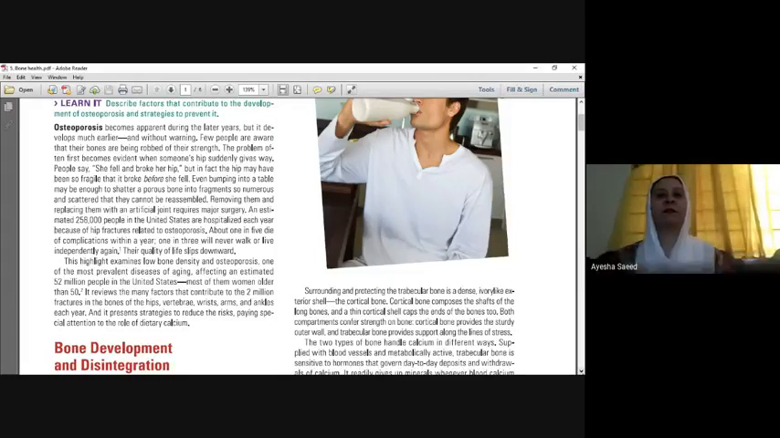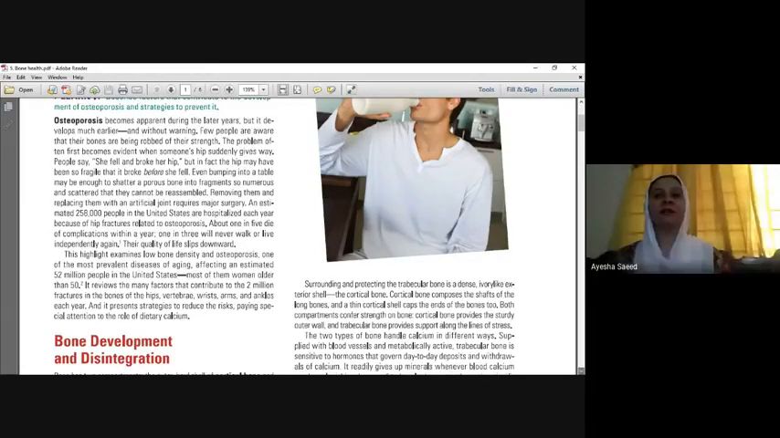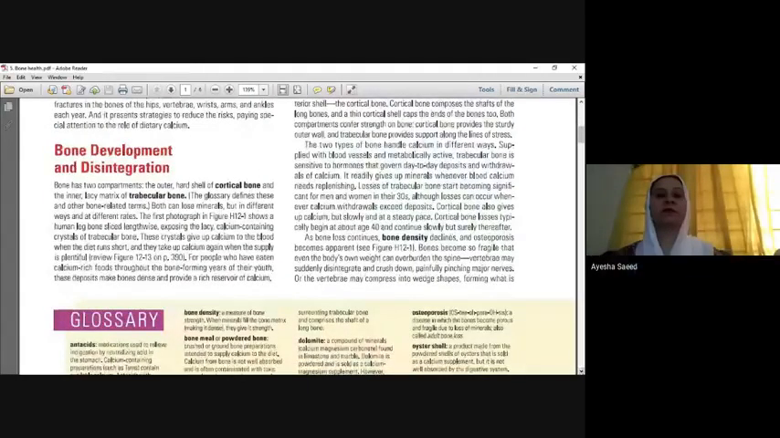This highlight examines how low bone density and osteoporosis, one of the most prevalent diseases of aging, affect an estimated 52 million people in the US, most of them women older than 50. So this disease is more prevalent in women and especially in older women. It reviews the many factors that contribute to the 2 million fractures in the bones of the hips, vertebrae, wrist, arms, and ankles each year, and it presents strategies to reduce them, paying special attention to the role of dietary calcium.